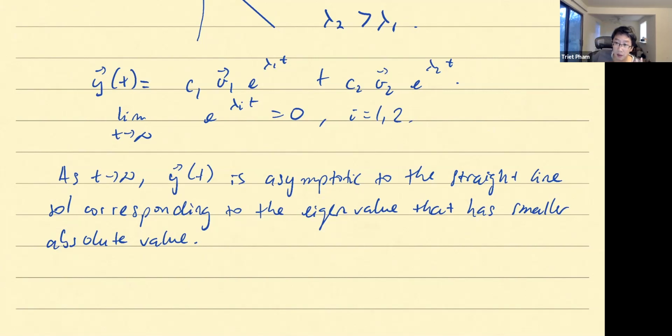So, the cases for the eigenvalues, remember that, and why? What do the straight line solutions look like? Classification of the origin, the only equilibrium, and then how do the solutions behave asymptotically? Okay.